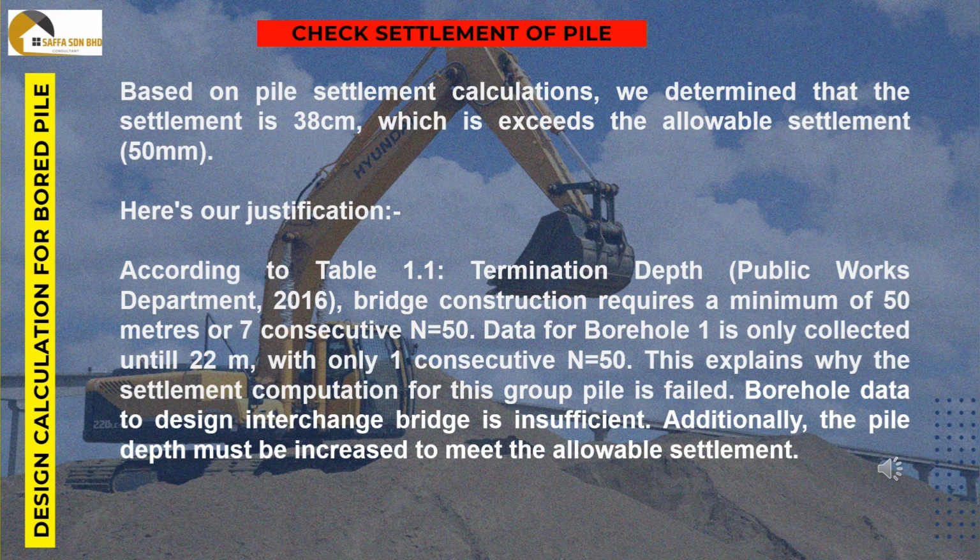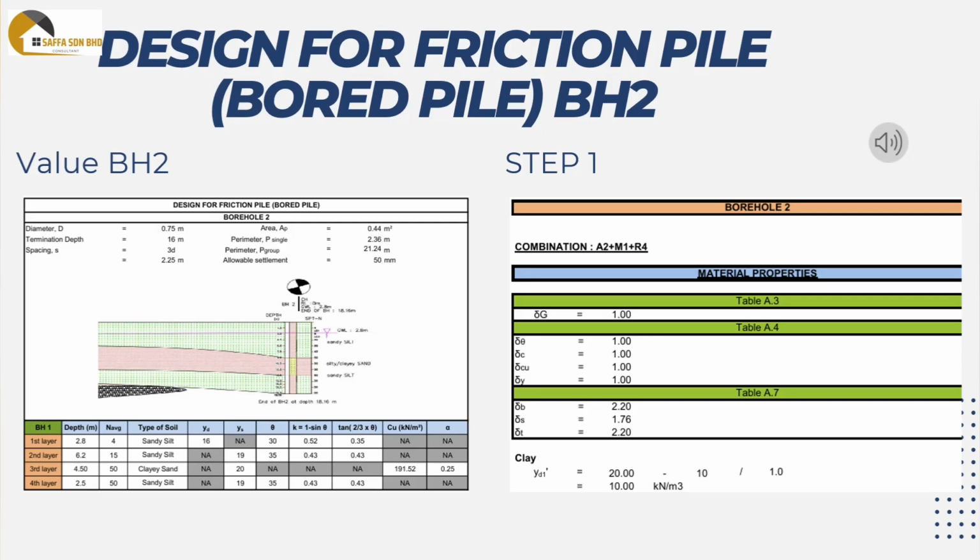From our soil profile for BH2, we decide to design a friction pile, bored pile, where the termination depth is 16 meters and the settlement is at the sand layer. And next, we show how we do the calculation. The first step is we find the material properties.